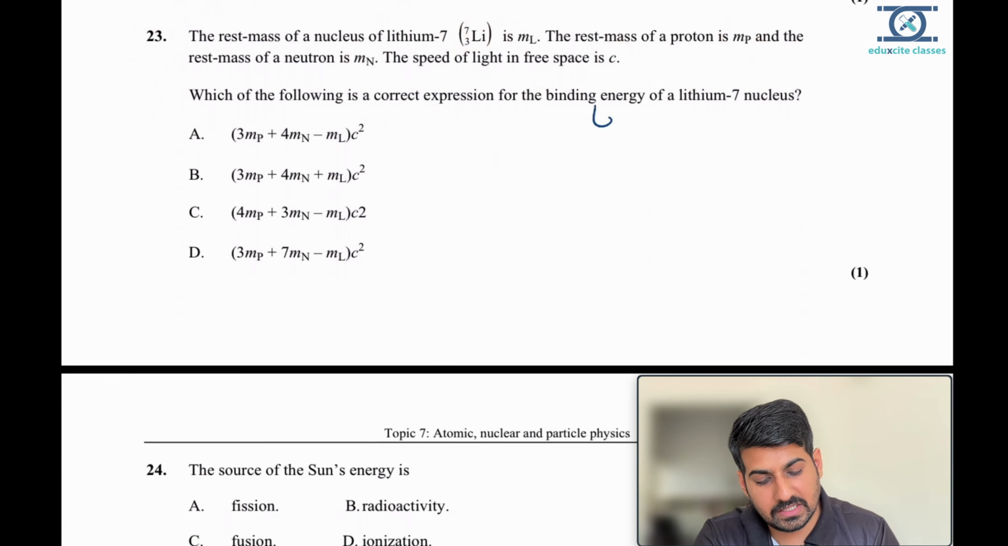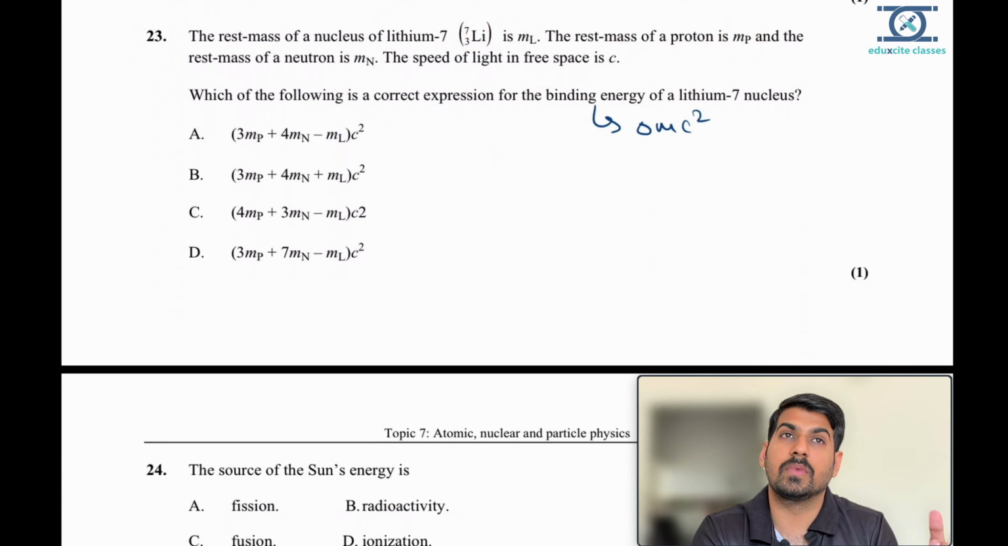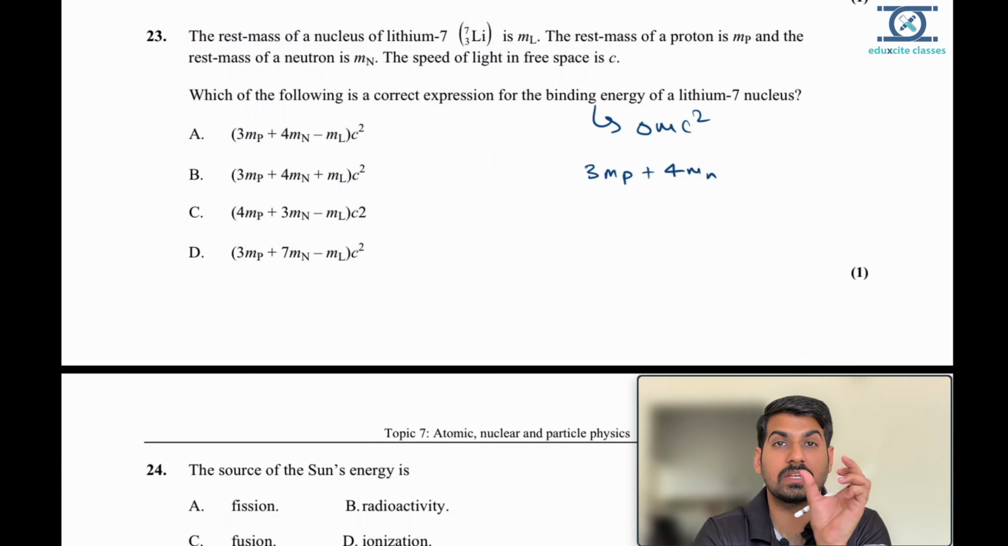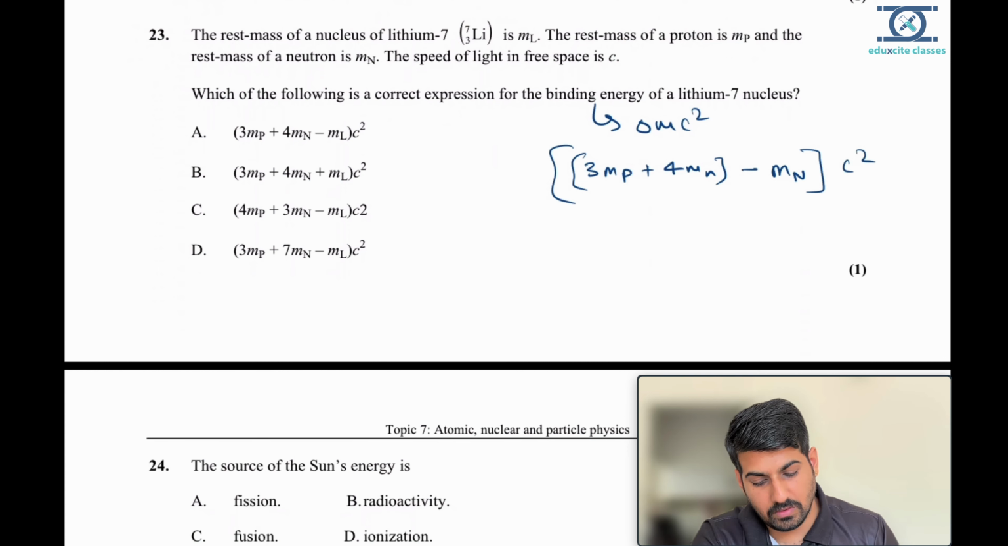Now we know that binding energy is delta m into c square, and delta m is nothing but the difference between the sum of the fundamental nucleon masses and the mass of the nucleus. Individually, there are 3 protons and 4 neutrons, so 3 mass of proton plus 4 mass of neutron. These are the sum of the fundamental masses of lithium nucleons. This minus mass of the whole nucleus is the mass defect, into c square. So if you look at the options, you will get only option A as the right answer.